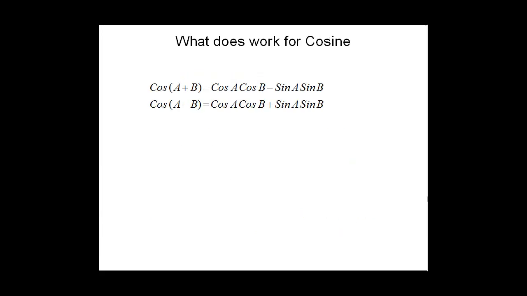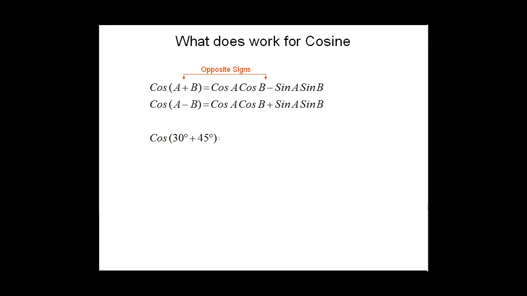Okay, if you try cosine, same kind of thing. It's just a different pattern. With cosine, it's cosine of the first, cosine of the second, minus, if you have a plus, sine, sine. If you have a minus, it's cosine, cosine, plus sine, sine. So the trick with cosine is opposites. If in the parentheses you have a plus, between the two pairs there will be a minus. That's opposites.